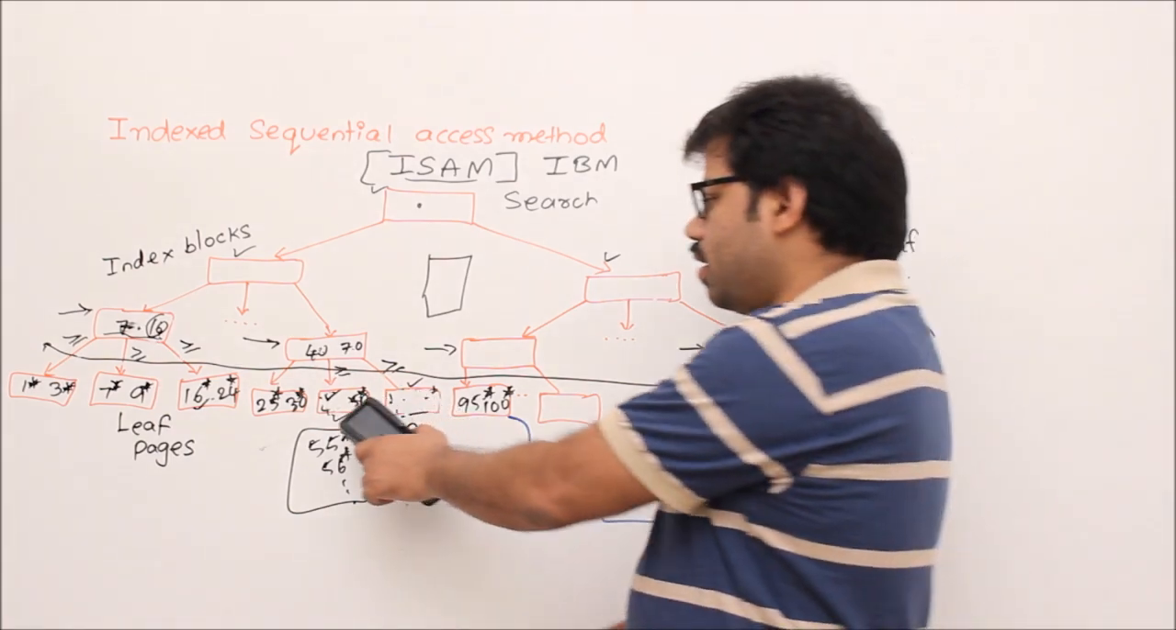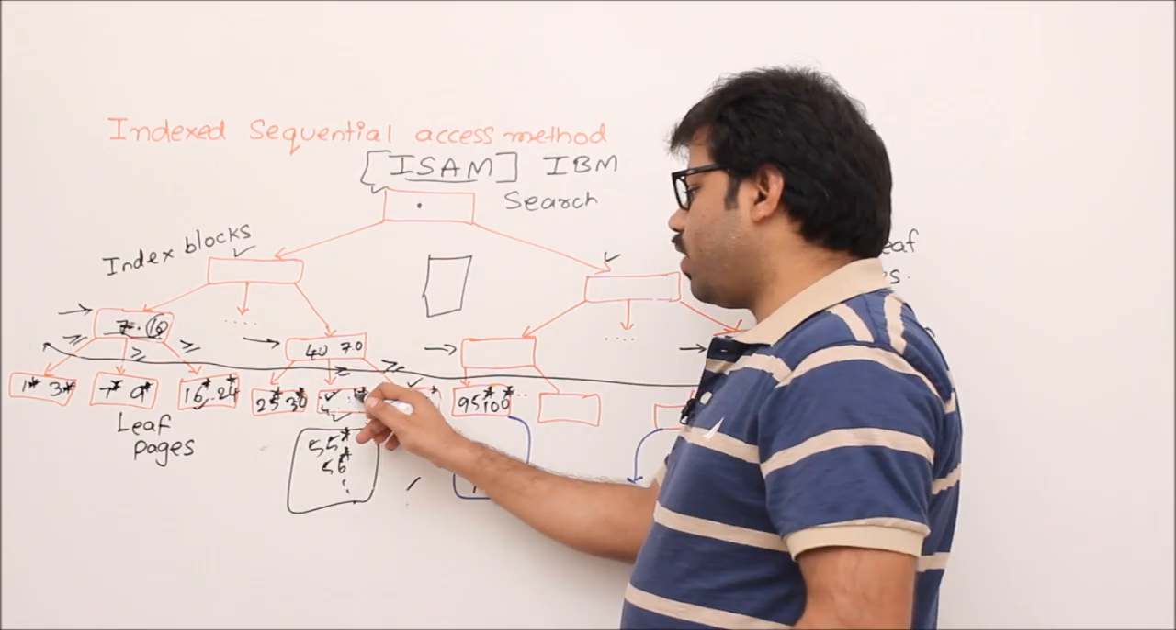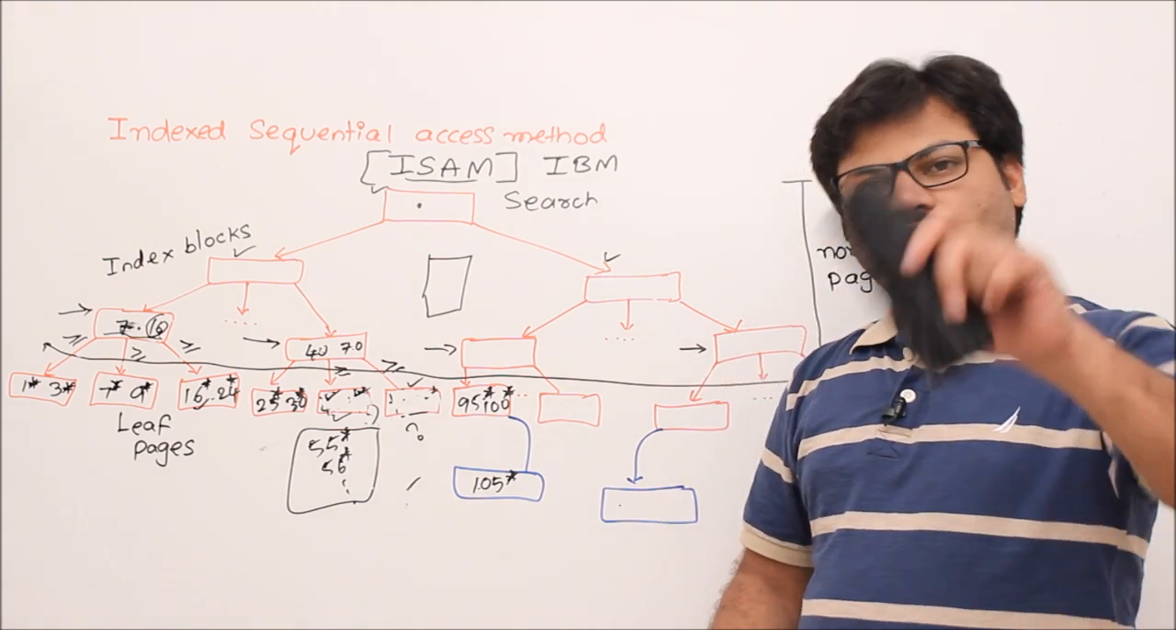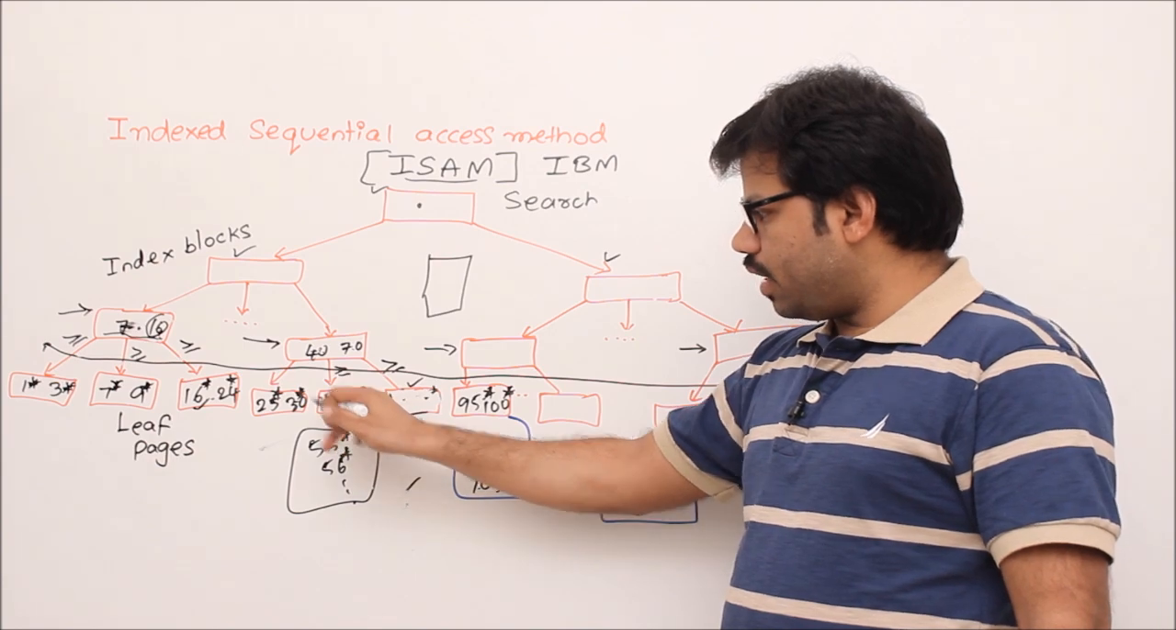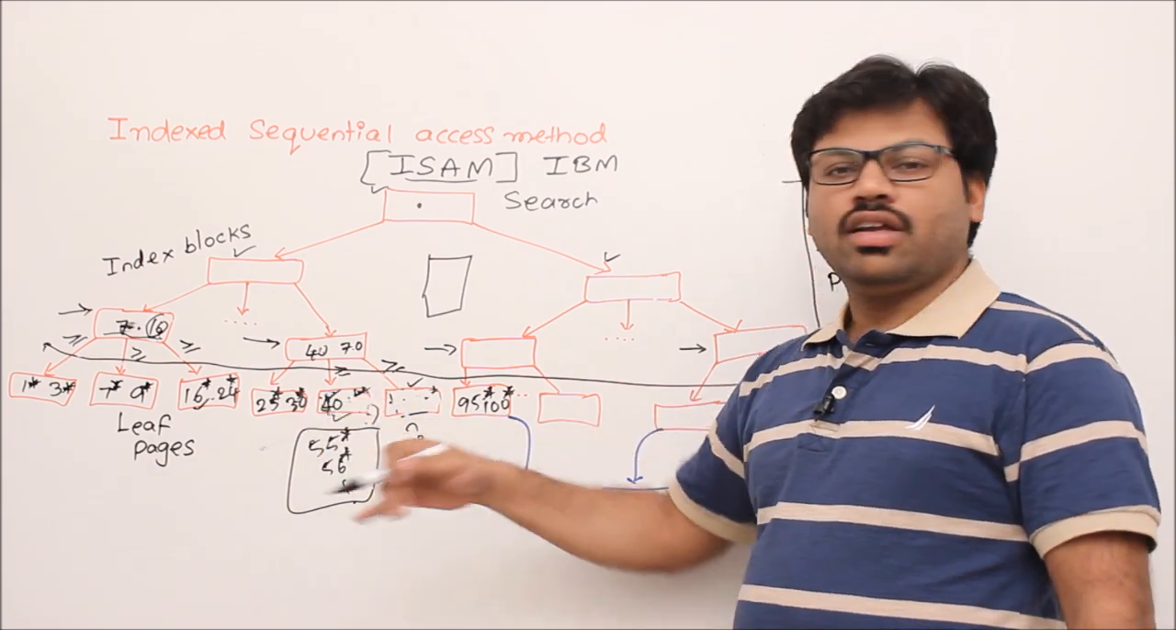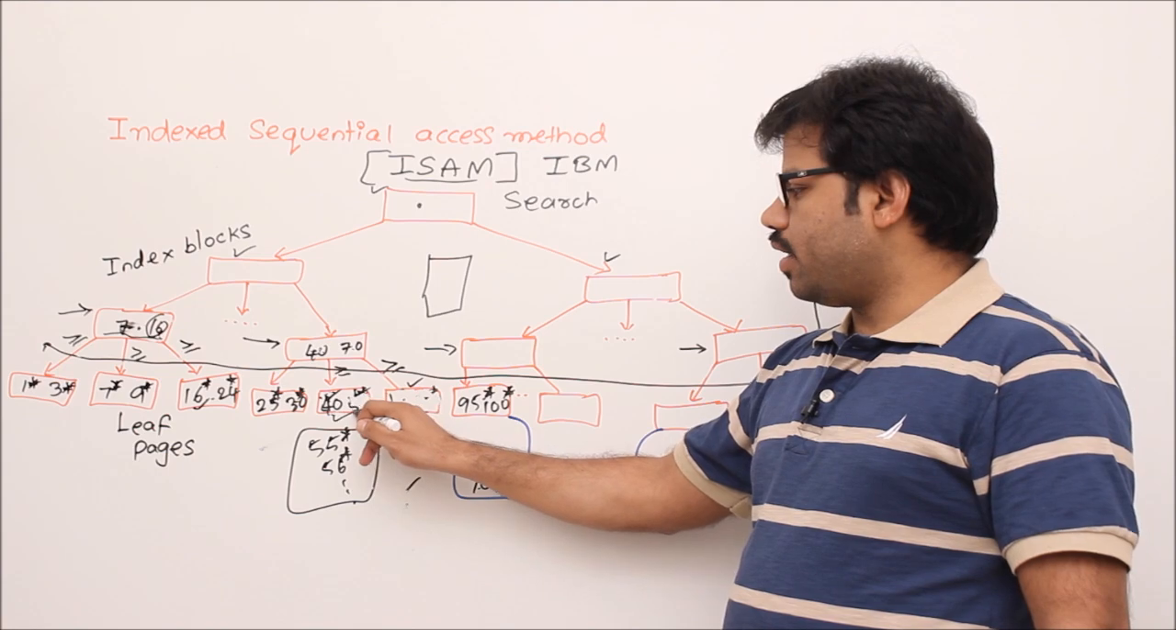Delete 50. Simply delete 50 and put a mark that 50 is deleted. Now again insert 40. Because of your search process, definitely you will come here and we add here. Insert 50, you add here.